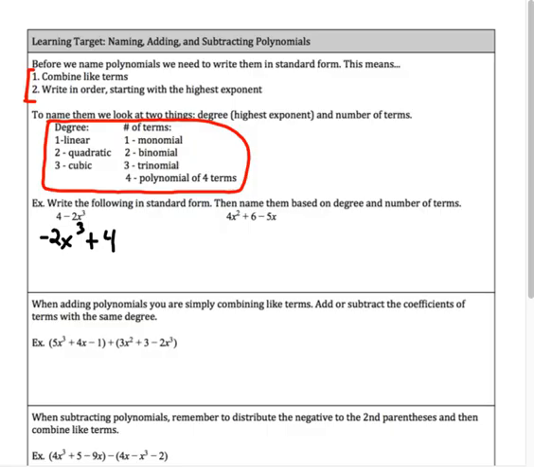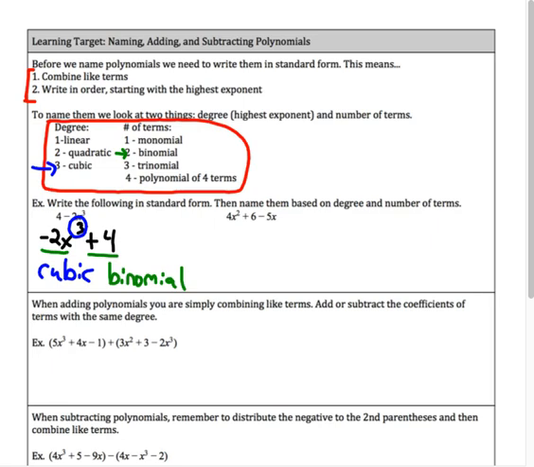And now let's take a look at naming this thing. So I see a third power, a third degree. Well, it says right here, a third degree is going to be cubic. And then I see that there are two terms. Something with two terms we call a binomial. So this first one is just a cubic binomial.